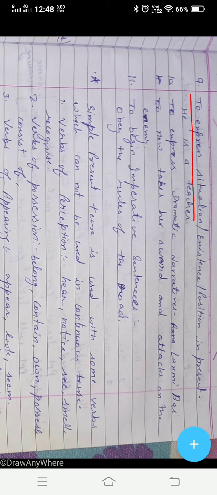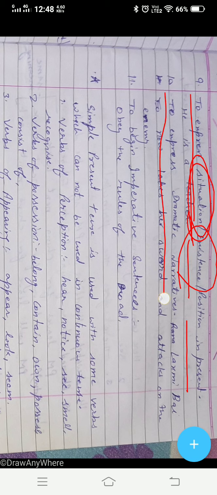To express situation, existence, position in present. Situation, existence, position. Like, I am a teacher, so this is my position. I'm a lady, this is my existence. And I am teaching the students of 9th class, 10th class. This is situation. So to express dramatic narratives means to narrate some kind of story.